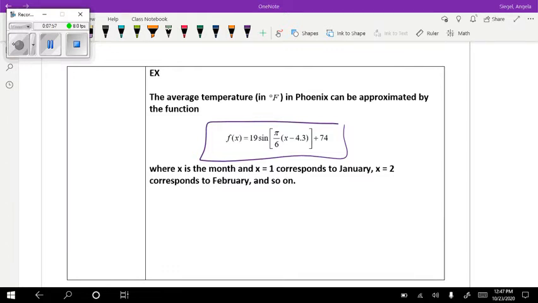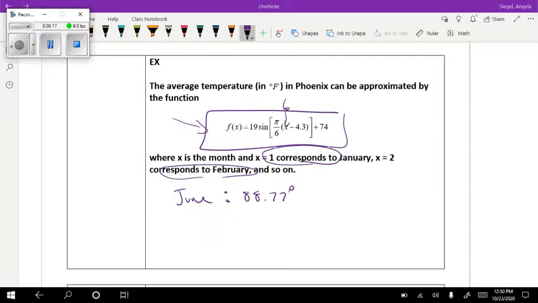Okay, so we have this equation, and we know that January x equals 1, February x equals 2, and so forth and so on. So what I want you to do is figure out how hot it is in Phoenix in the month of June. You should have that in June, it was about 88.77 degrees.